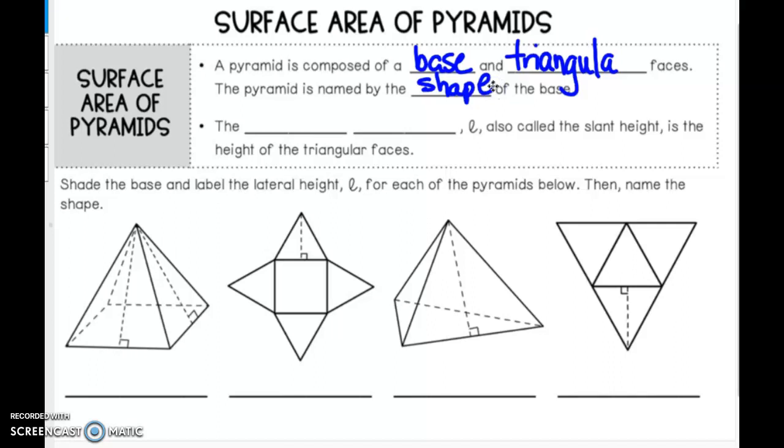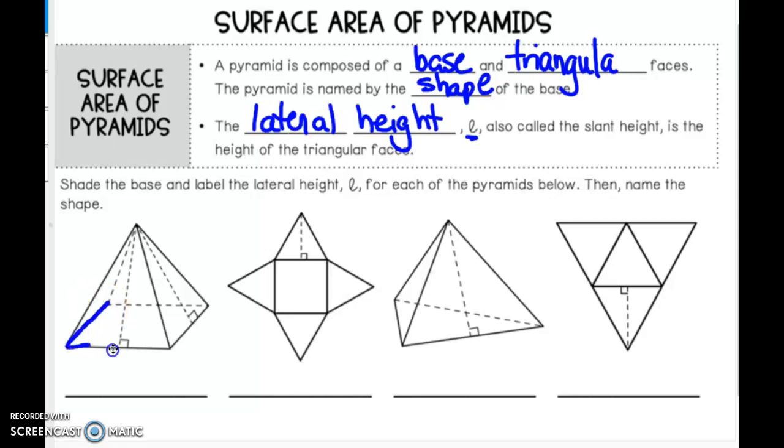It's called the lateral height. Lateral height. And it looks like this cursive L here. And it's the slant height. So in here, this is your lateral height. See how it's kind of slanted in each one of those? And it's the height of the triangular face. And they could all be the same, or if the triangles are different, they'll be different heights.